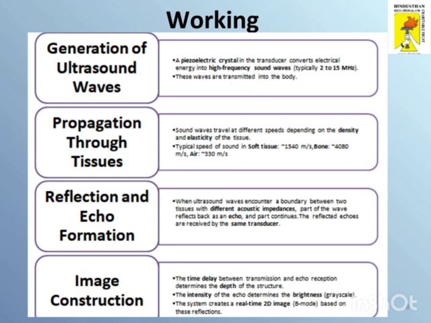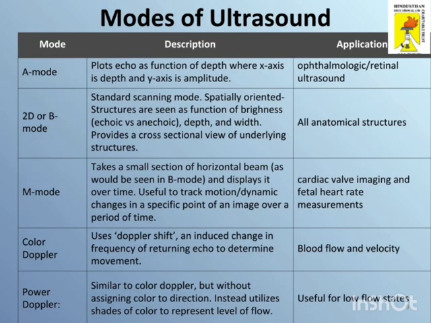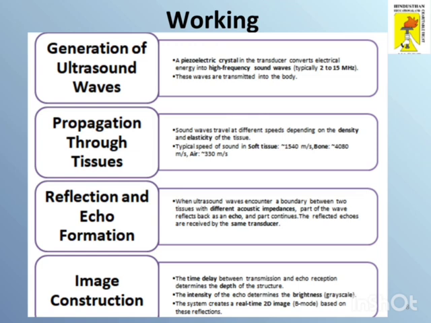Working of an ultrasound machine. The first thing is the generation of ultrasound waves. The piezoelectric crystals placed in the transducer convert the electrical energy given to the transducer into high frequency sound waves. The range of these high frequency sound waves is from 2 to 15 MHz. These waves are transmitted into the body. Then the propagation of the wave occurs through the tissues.